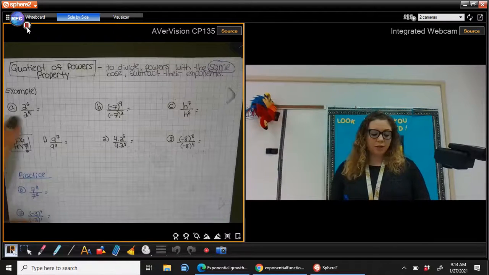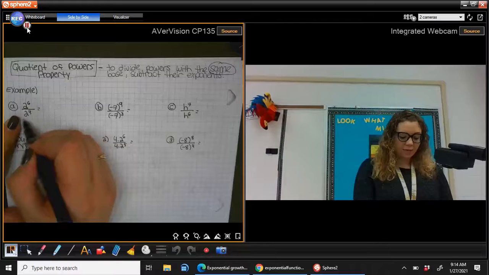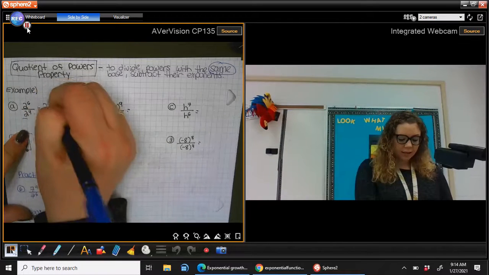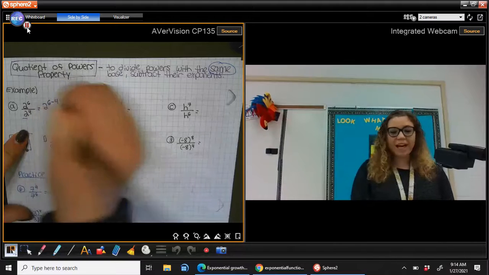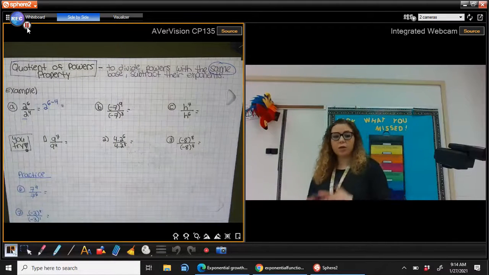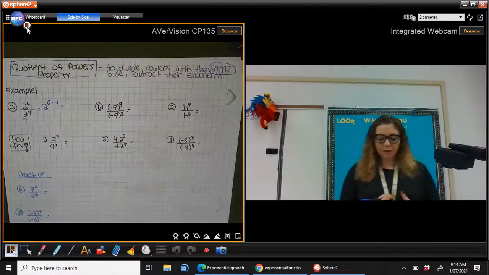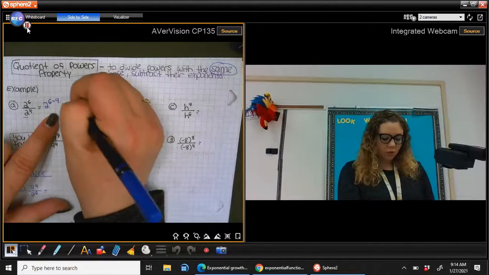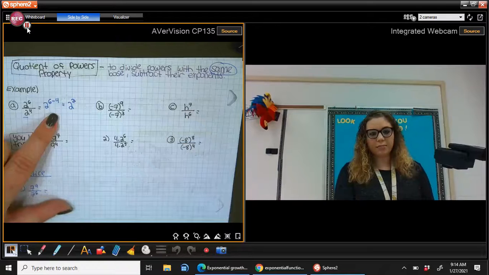So let's look at A. I have the same base, so I'm just going to subtract my exponents. So I'm going to have 2, and then 6 minus 4. So it's like the opposite of multiplication. You subtract, okay? So 6 minus 4 is going to give me 2. So I have 2 to the second power.